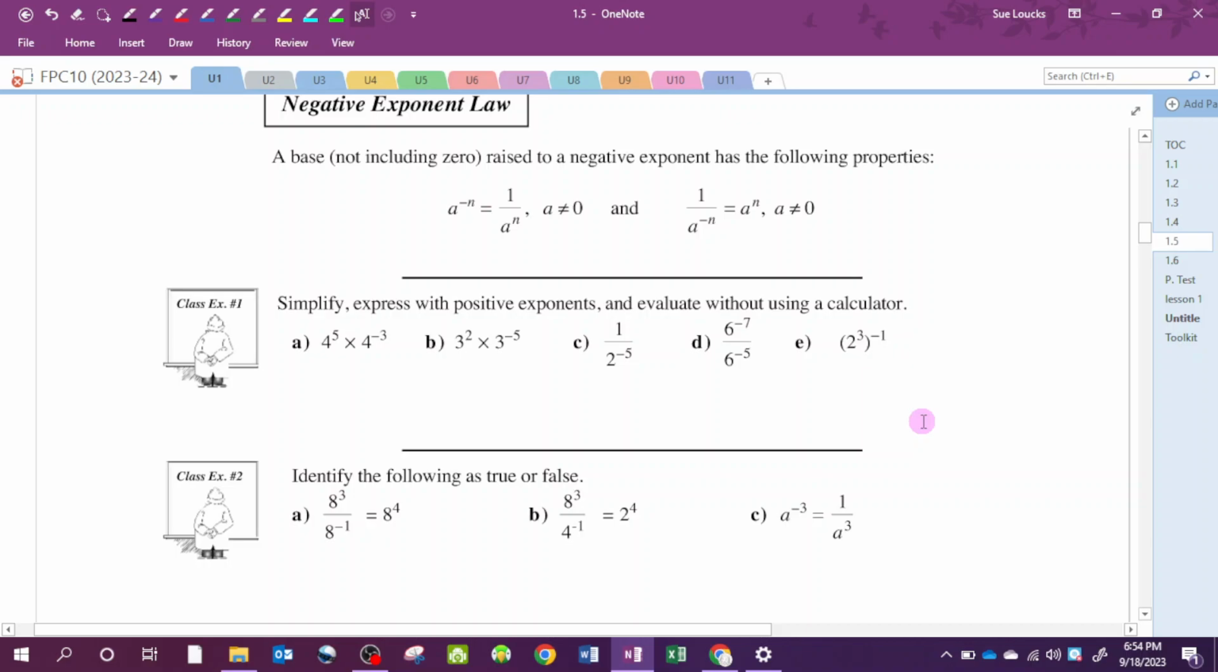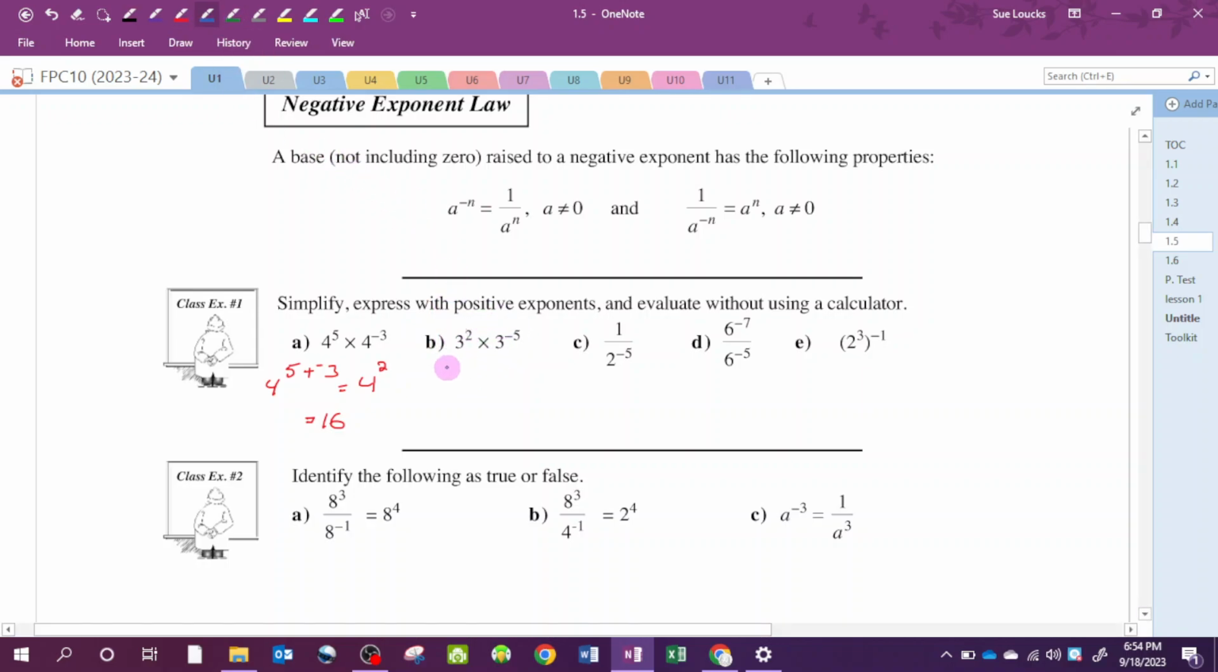Simplify, express with positive exponents, and evaluate without using a calculator. So this becomes, I'm going to use the exponent rules because that's the more efficient way of doing this, of course. So this becomes 4 to the power of 5 plus negative 3, which, because I'm multiplying powers with the same base, I add the exponents. So that becomes 5 minus 3, which is 2, which equals 16. I should be able to do that without a calculator.